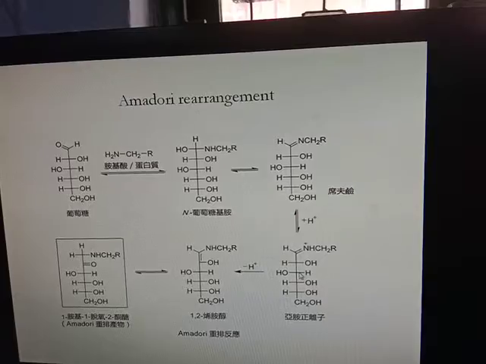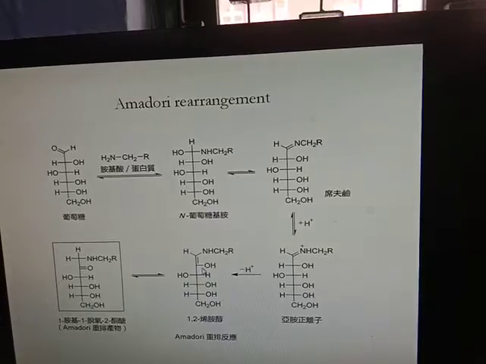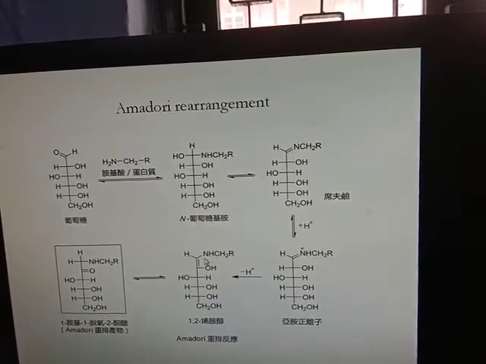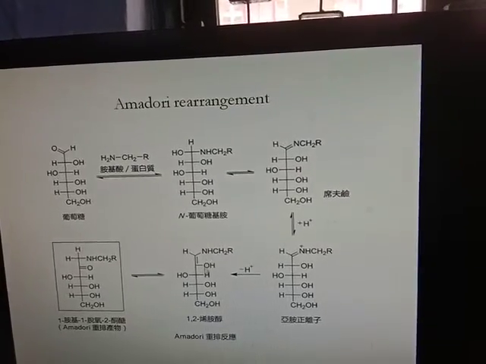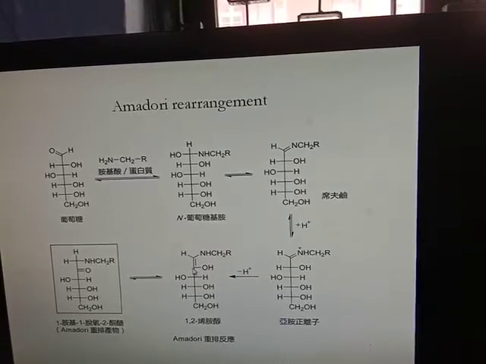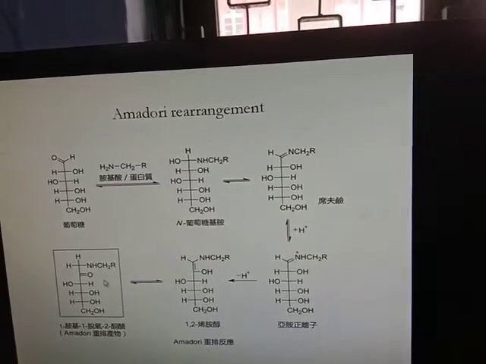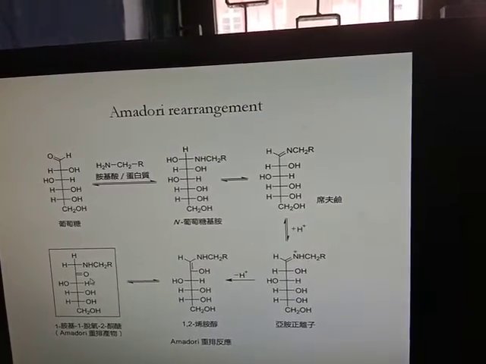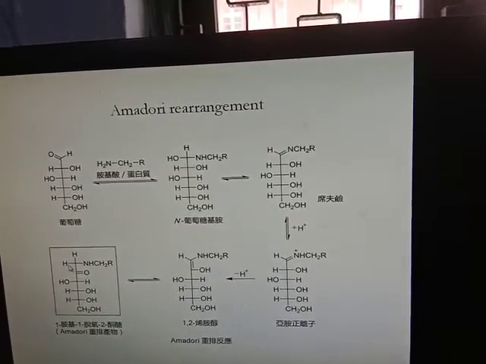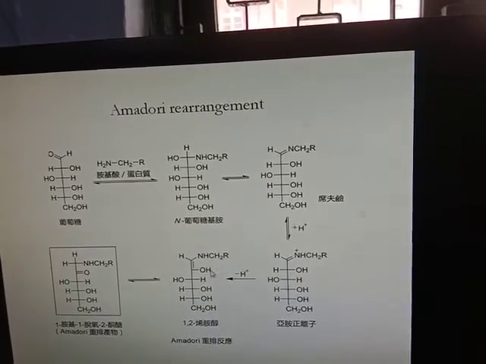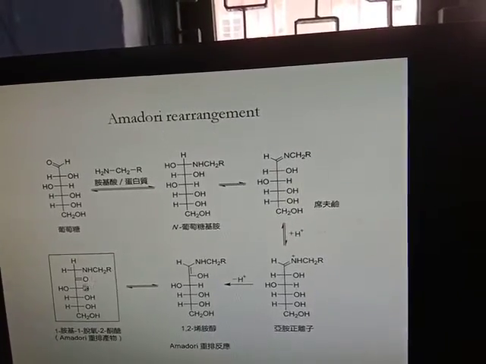Then in the same reaction, the hydrogen is again removed. So here it forms the double bond between the first carbon and second carbon. Here again hydrogen is removed from the second carbon. At the same time, the hydrogen from the second carbon is reshuffled to the first carbon and it forms a keto sugar here.